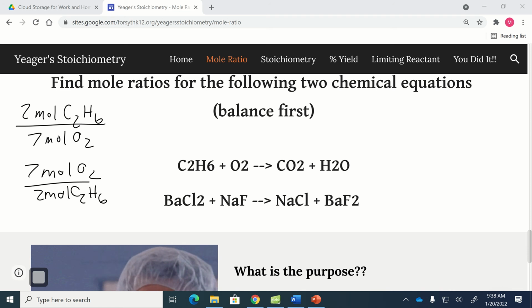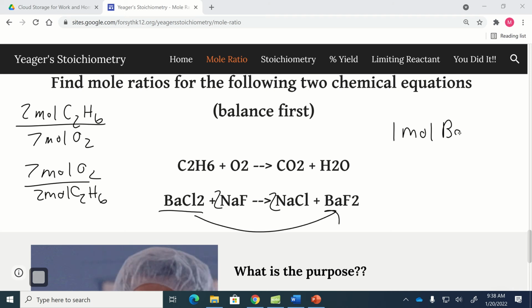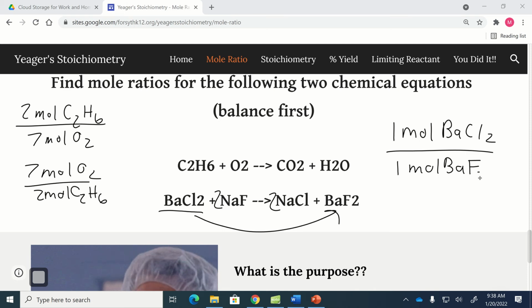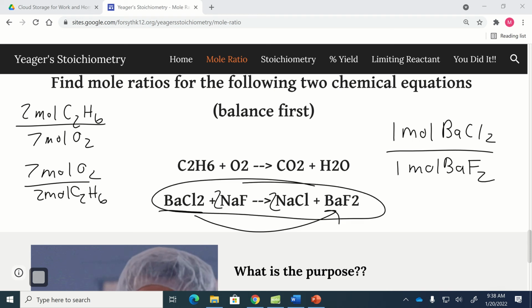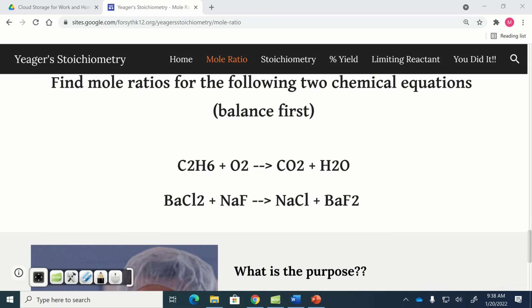In my second problem here, I got 1 Ba, 1 Ba, 2 Cl's, 1 Cl, so put a 2. Now I have 1 Na, 2 Na's, and then 2 F's and 2 F's. So what if I said, what's the mole ratio between BaCl2 and BaF2? Well, it would be 1 mole BaCl2 and 1 mole BaF2. Okay, and there you go. Good. All right, I could say 2 moles of NaF and 1 mole of BaF2. It's just all about the coefficients.